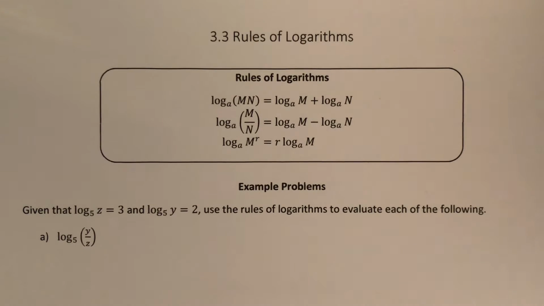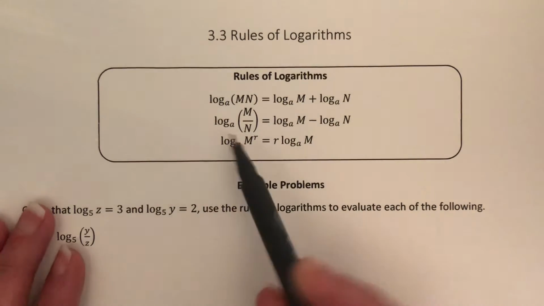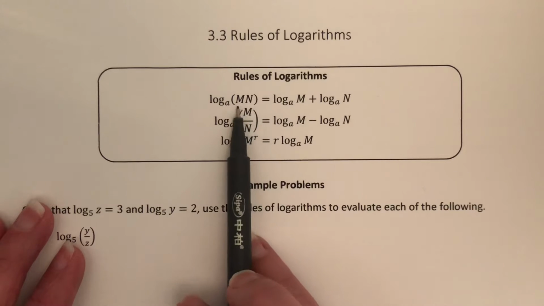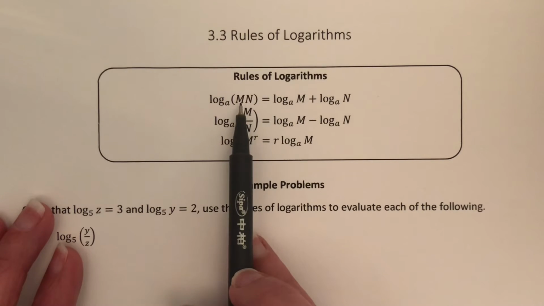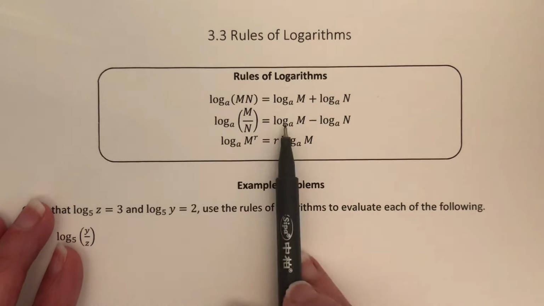This is section 3.3, the rules of logarithms. So in addition to the rules that we had in the previous section, we are now going to add these three. If you have log base A of two things that are multiplied together, then we are allowed to split this up to a plus sign.